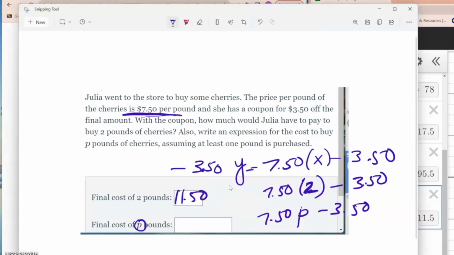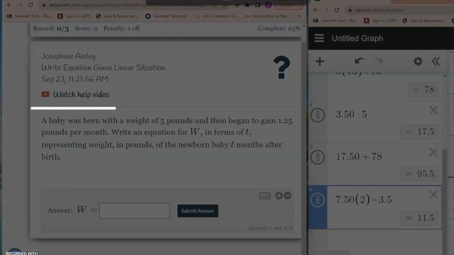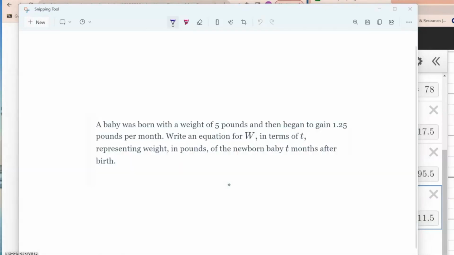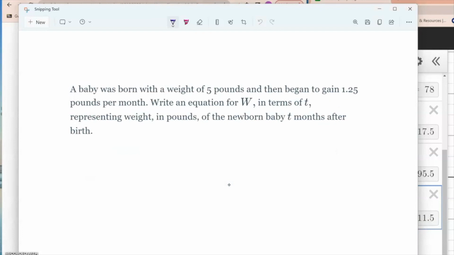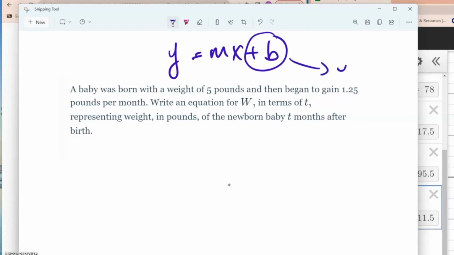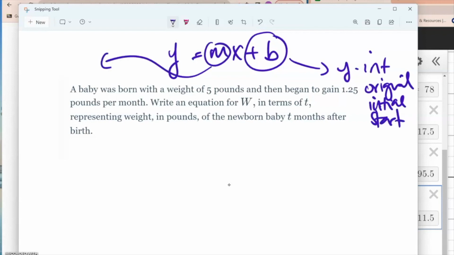All right, so I'm going to go over a couple of these just to make sure you understand it. I am going to choose the kind of question I'm going to give you. So this one is what it's going to look like. It's a linear equation in context. So it's y equals mx plus b in context, where b is your y-intercept, which is your original or your initial or your start, all that, it means the y-intercept. And then m is your slope, how it's changing, your rate of change.